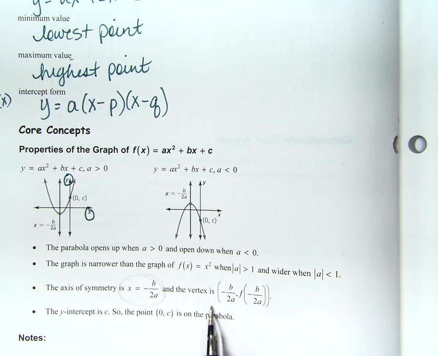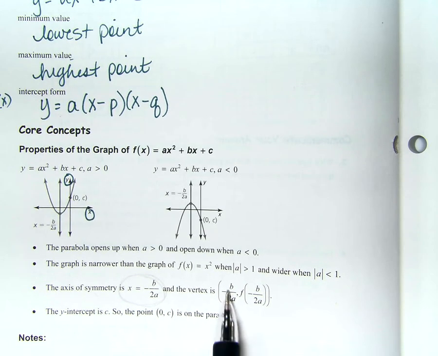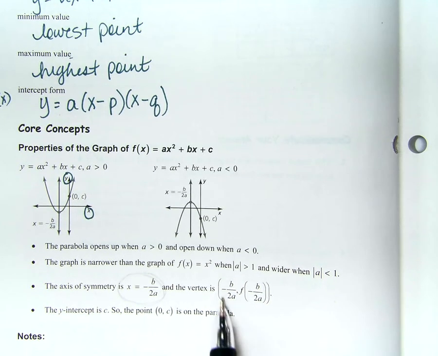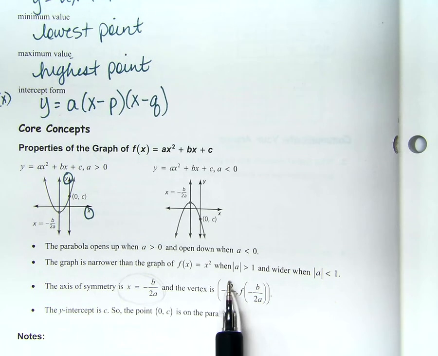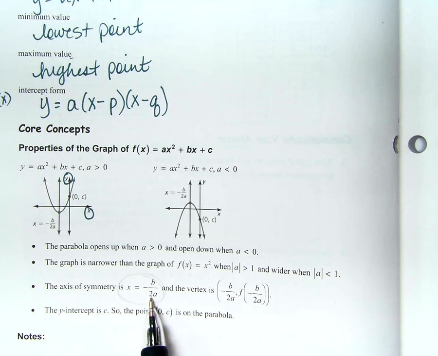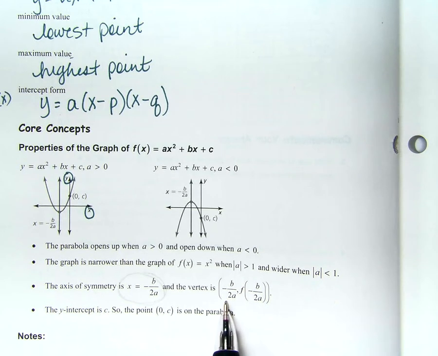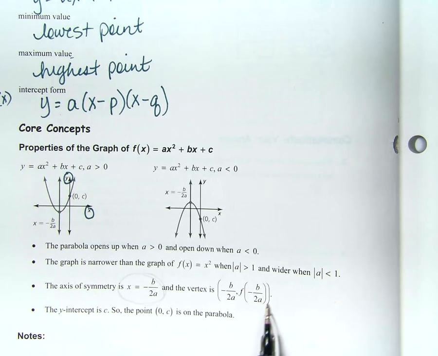The last part's where people freak. The vertex is negative b over 2a, comma, f of negative b over 2a. Wait, what? Okay, take it a part at a time. The vertex is a point, right? So it's written as a point. Does it make sense that the x value of the vertex would be negative b over 2a? Because the axis of symmetry says x equals negative b over 2a. So that's fairly logical, isn't it? What the heck does that mean right there?